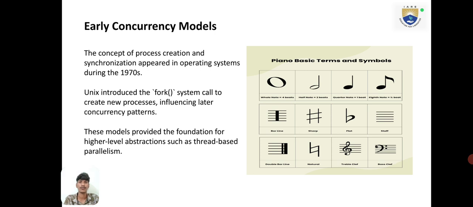Early concurrency models. The concept of process creation and synchronization appeared in operating systems during the 1970s. Unix introduced the fork system call to create new processes, influencing later concurrency patterns.